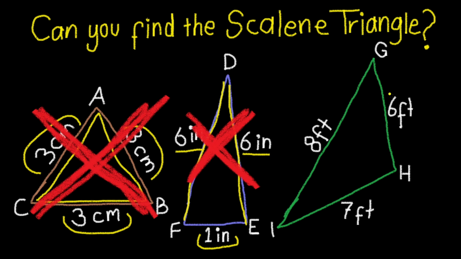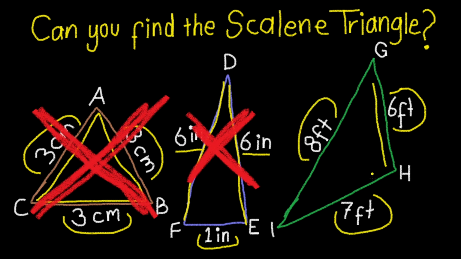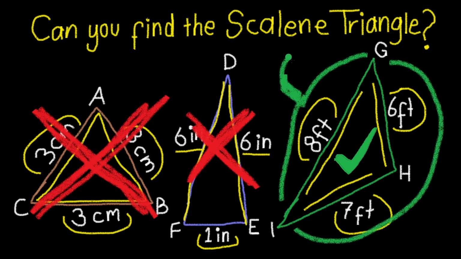The triangle GHI has sides that measure 6 feet, 7 feet, and 8 feet. Each one of its sides has a different length, and that fits the definition of a scalene triangle. So GHI is actually a scalene triangle.